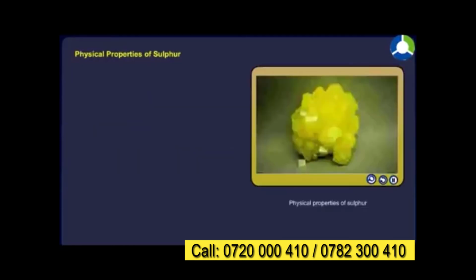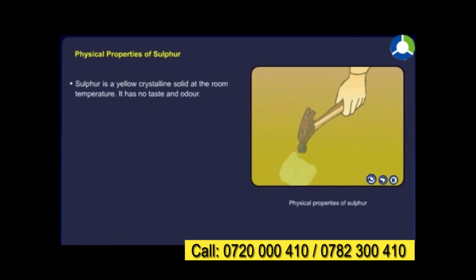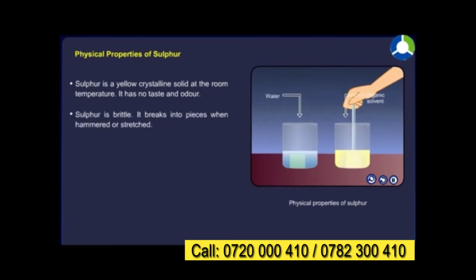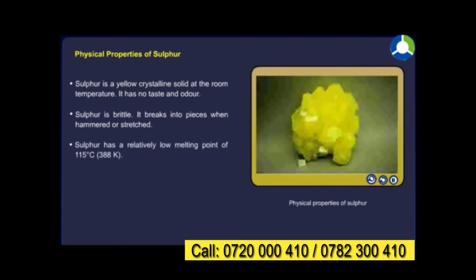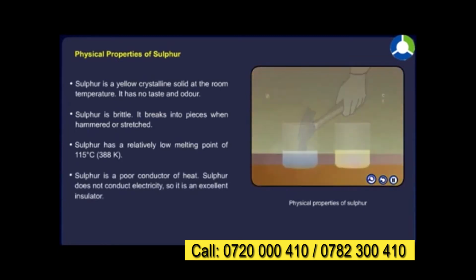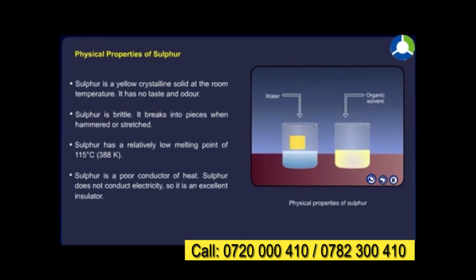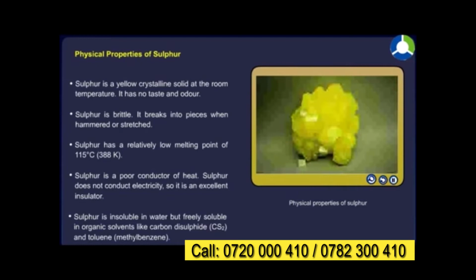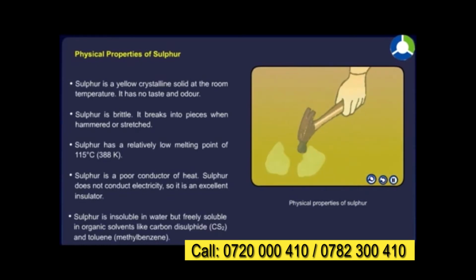Physical properties of sulfur. Sulfur is a yellow crystalline solid at room temperature. It has no taste and odor. Sulfur is brittle. It breaks into pieces when hammered or stretched. Sulfur has a relatively low melting point of 115 degrees Celsius. Sulfur is a poor conductor of heat. Sulfur does not conduct electricity, so it is an excellent insulator. Sulfur is insoluble in water, but freely soluble in organic solvents like carbon disulfide and toluene.